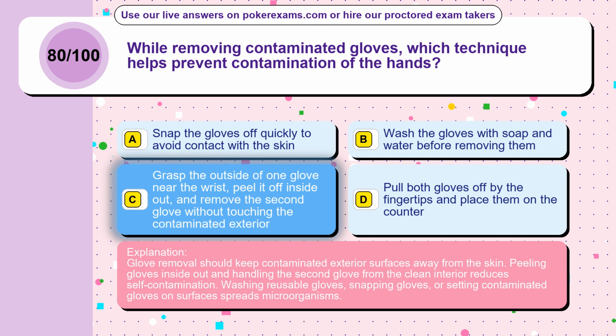Glove removal should keep contaminated exterior surfaces away from the skin. Peeling gloves inside out and handling the second glove from the clean interior reduces self-contamination. Washing reusable gloves, snapping gloves, or setting contaminated gloves on surfaces spreads microorganisms.